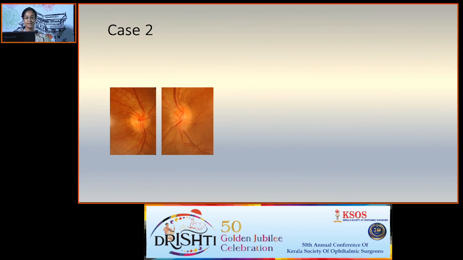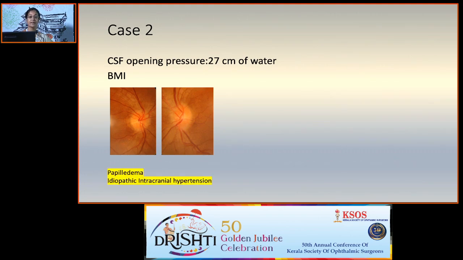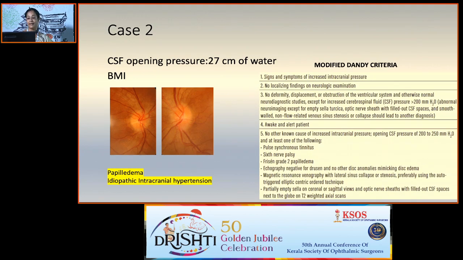Okay, so we suspected idiopathic intracranial hypertension and referred back to a neurologist. Her CSF opening pressure was recorded to be 27, which is higher than the 25, which is the upper limit of normal. So it is very important that you measure the BMI, the body mass index, of patients with disc edema. It can present as unilateral also, and this is the modified Dandy criteria for diagnosing IIH.